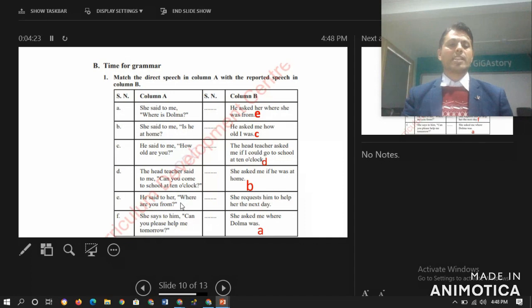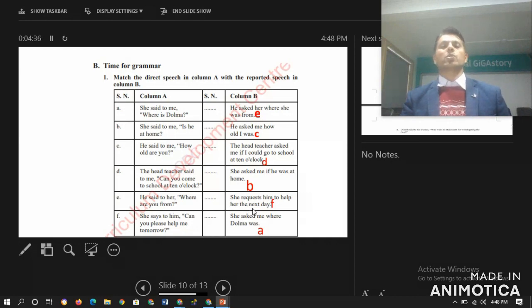And look at the next one here, number F. Okay, the answer is here. Okay, she says to him, can you please help me tomorrow? She requested him to help her the next day, right? So in this way, my dear students, please write down them all in your English notebook. Got it? Okay, now let's go to the next exercise.